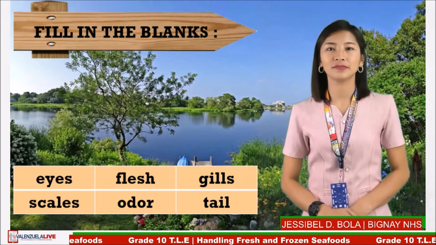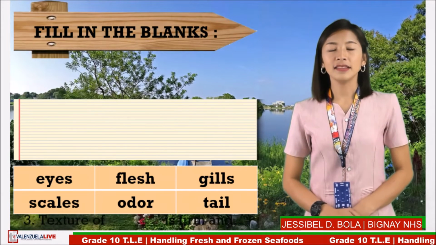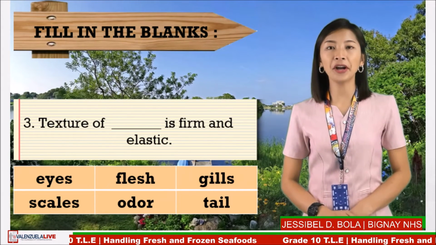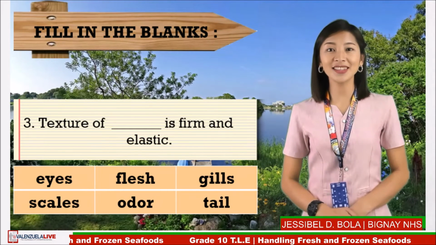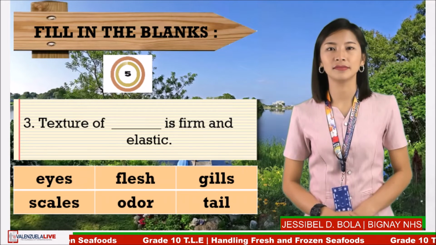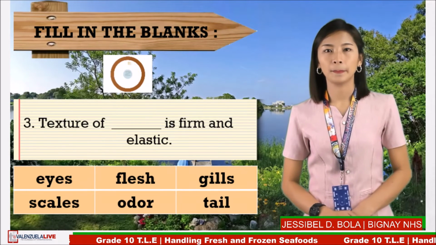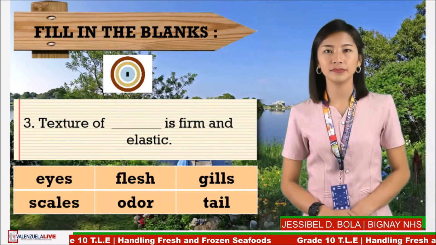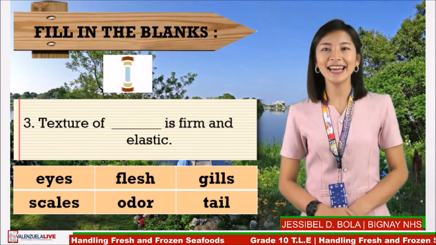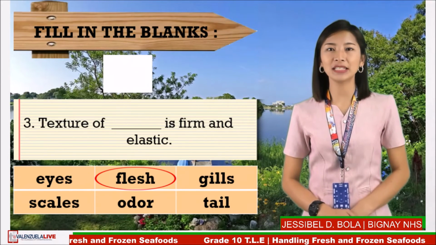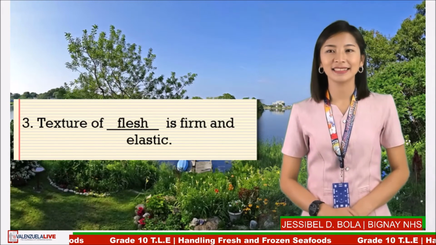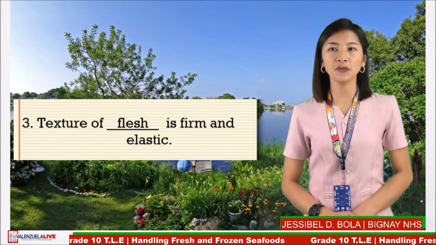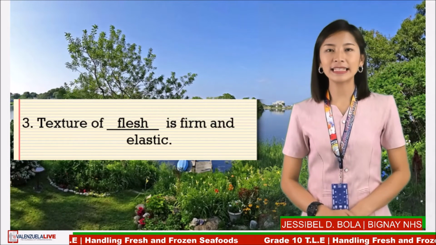Number 3. Texture of blank is firm and elastic. Your 5 seconds starts now. Okay? If your answer is flesh, you are correct. Texture of flesh is firm and elastic.